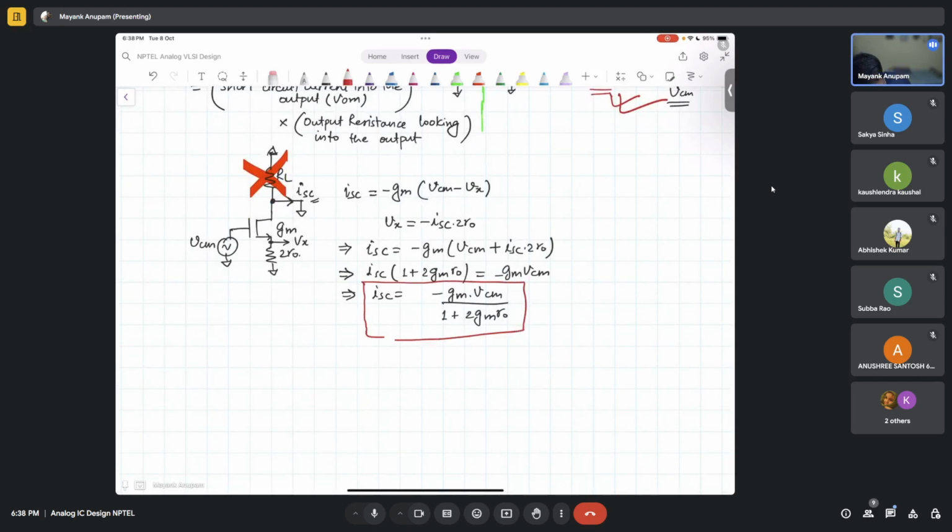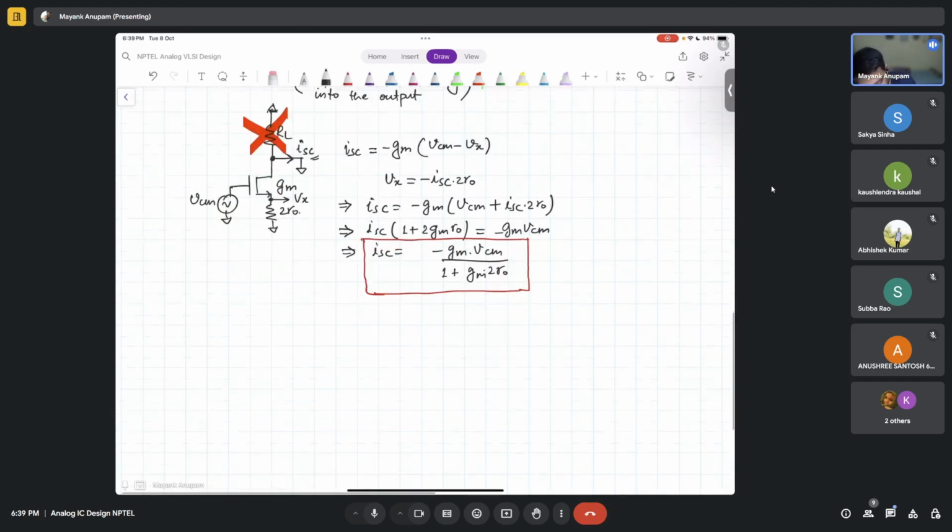You can also remember this result, right? Because this is a very famous configuration where you have the source which is terminated with some resistance. So what is the ISC in that condition? It is GM divided by 1 plus 2 GM R naught. Or rather GM times whatever is the resistance that you have terminated it with. Fine. So this is ISC, and what is the output resistance?